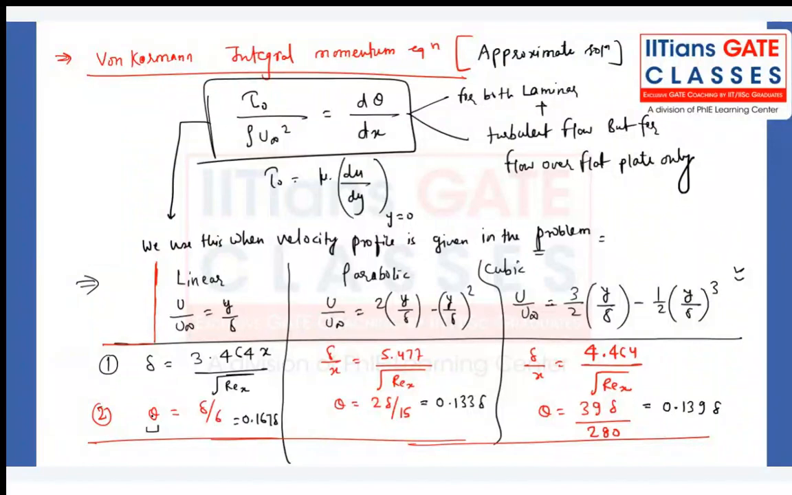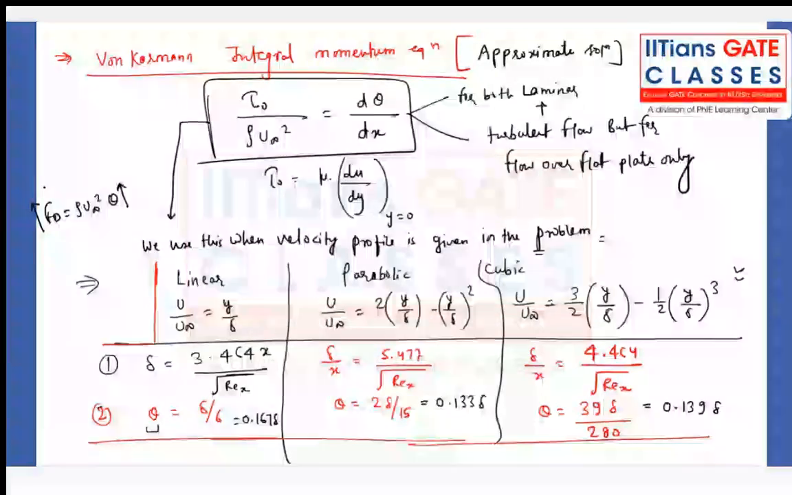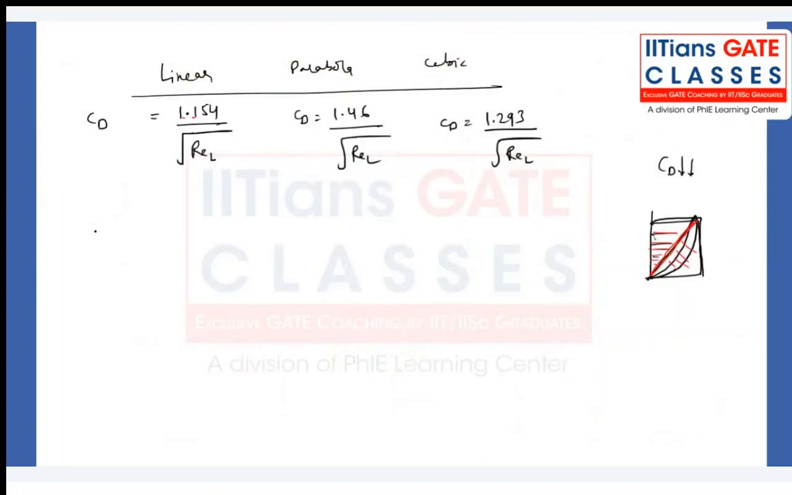Theta is what gives the drag force. Drag force we have written as rho u infinity square into theta. If theta is more, drag force will be more. So for the linear, drag force will be more. But here what you are observing is that the CD value for the linear one is lesser. What conclusions are you making as compared to parabolic? Any reason you are observing over here?